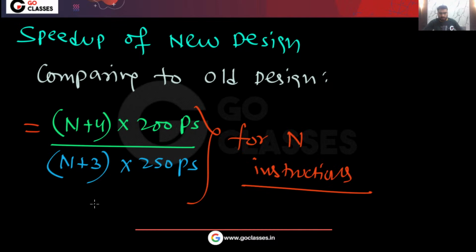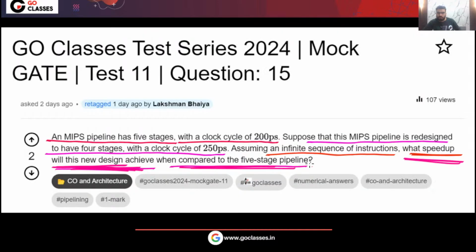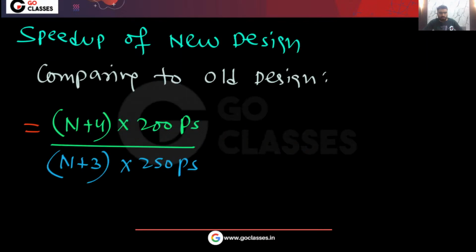But the question is saying you have an infinite number of instructions. You have an infinite sequence of instructions. And because you have an infinite sequence of instructions, now what will happen?